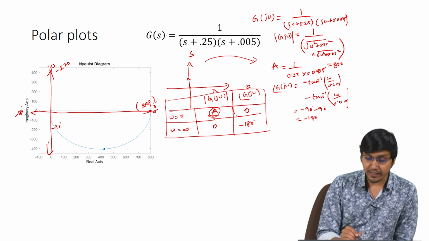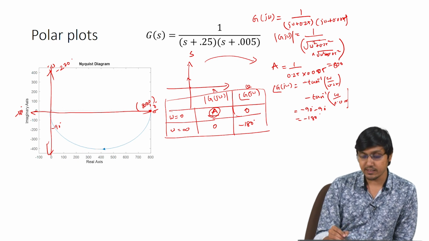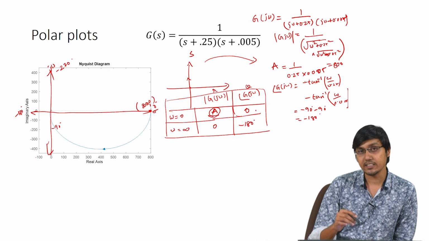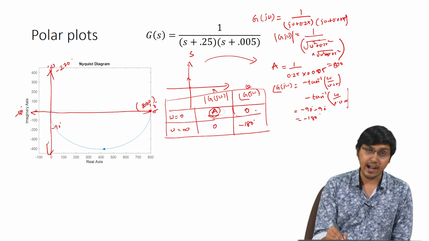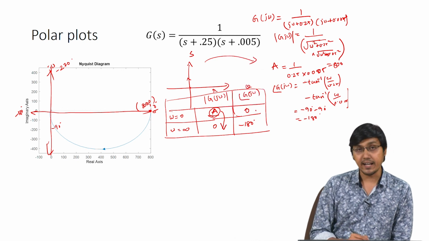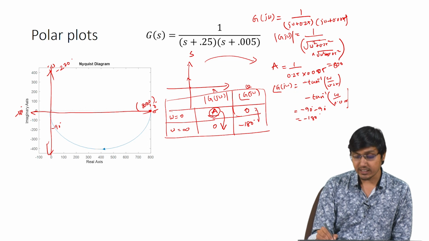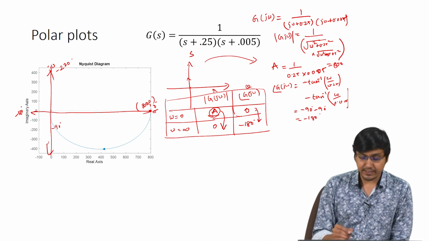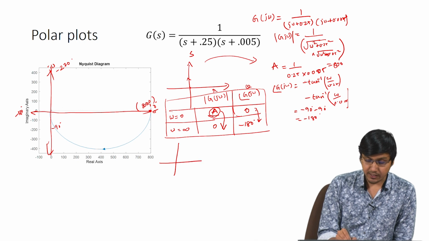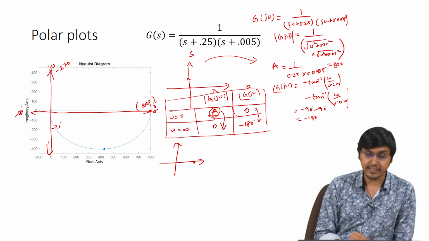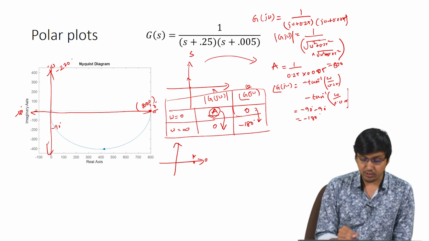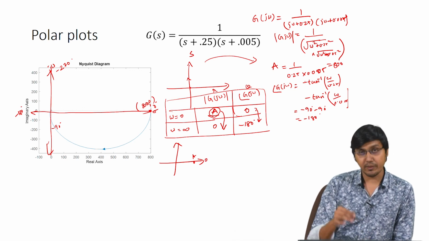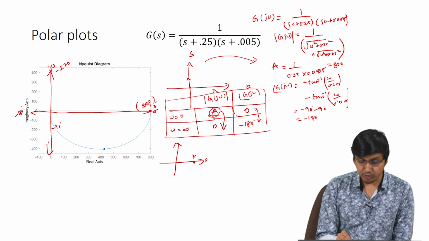And then when omega increases, the angle is the qualitative thing that we are interested in seeing. The magnitude decreases to 0, and the angle actually changes from 0 to minus 180 degrees. So if you plot here, we started somewhere here where we had some value of magnitude and the angle was 0, and as omega keeps on increasing, the magnitude keeps on decreasing.